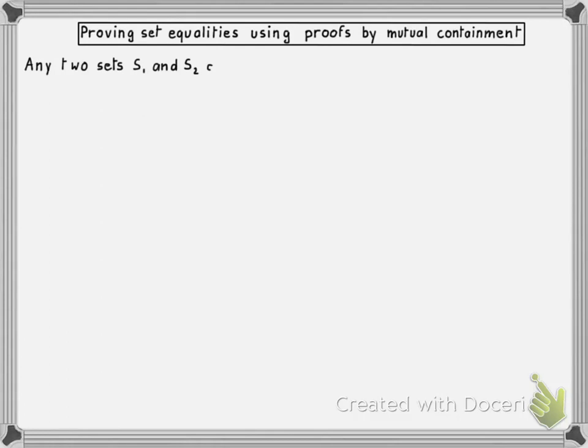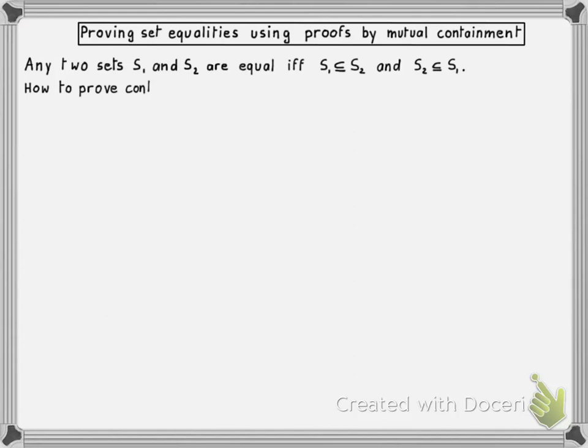So we say that any two sets S1 and S2 are equal if and only if the first one is a subset of the second one and vice versa. I hope you agree with this statement. Now, if you want to prove that the sets S1 and S2 are equal, then you just need to prove this proposition and that one. Let's focus on one of them here, say this one.